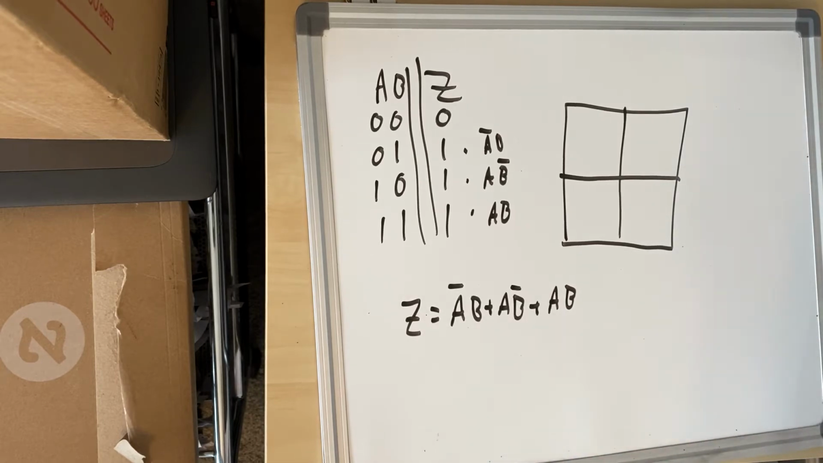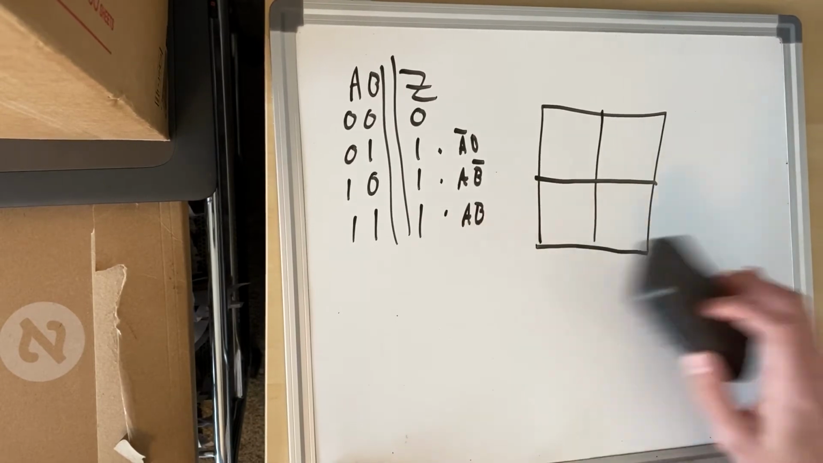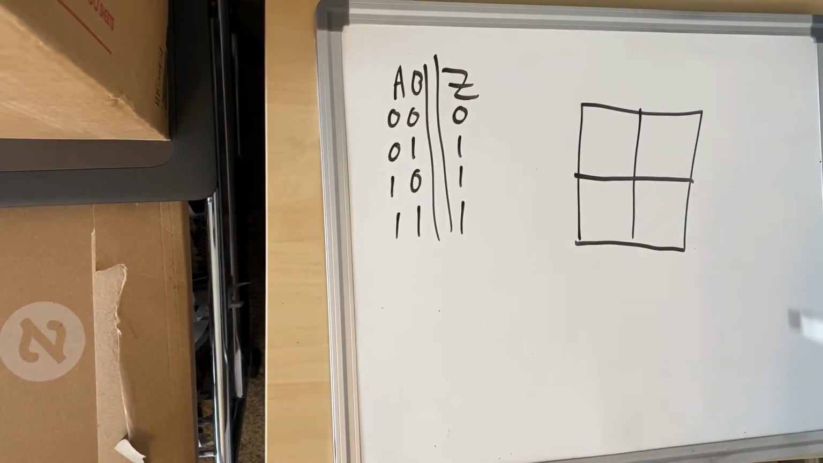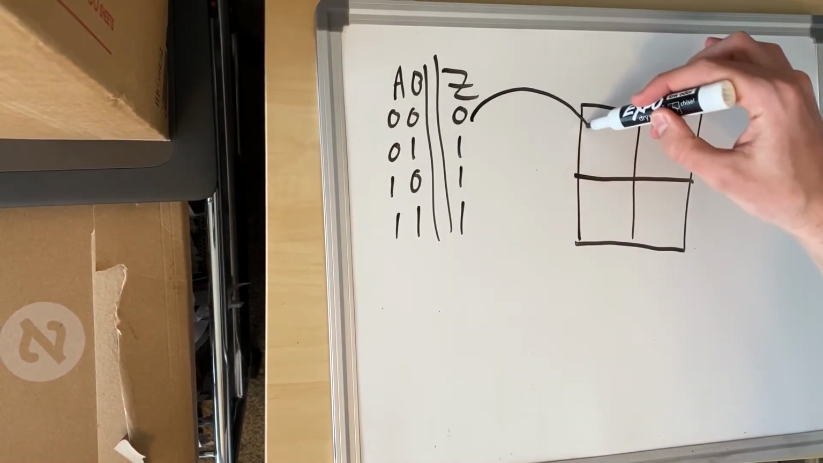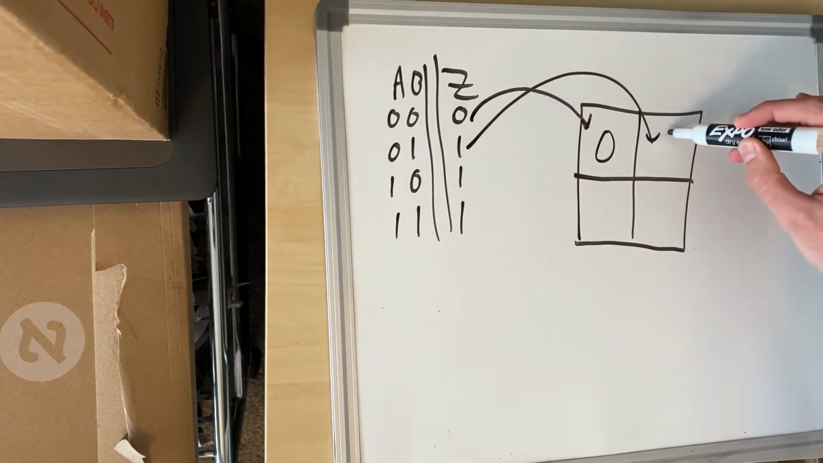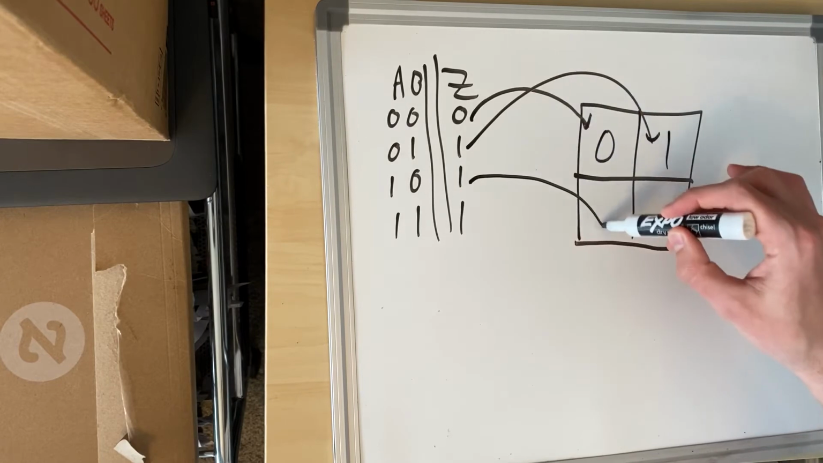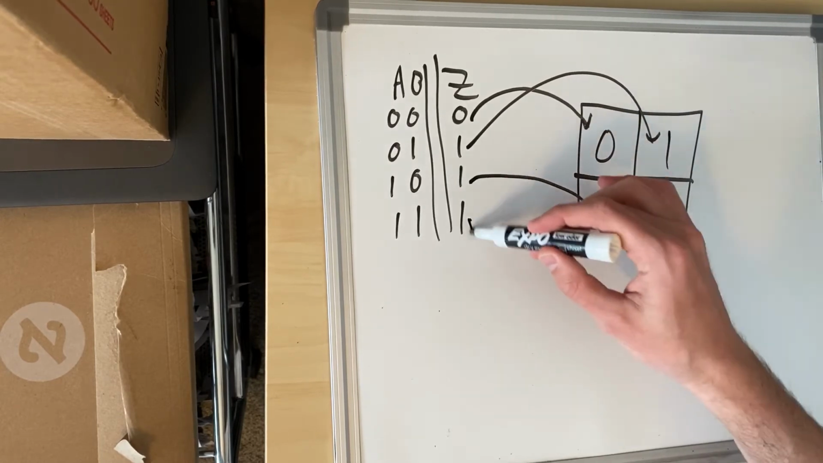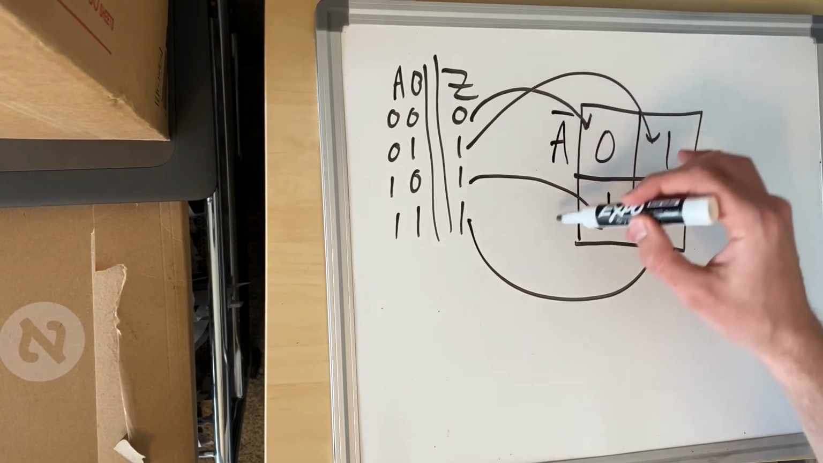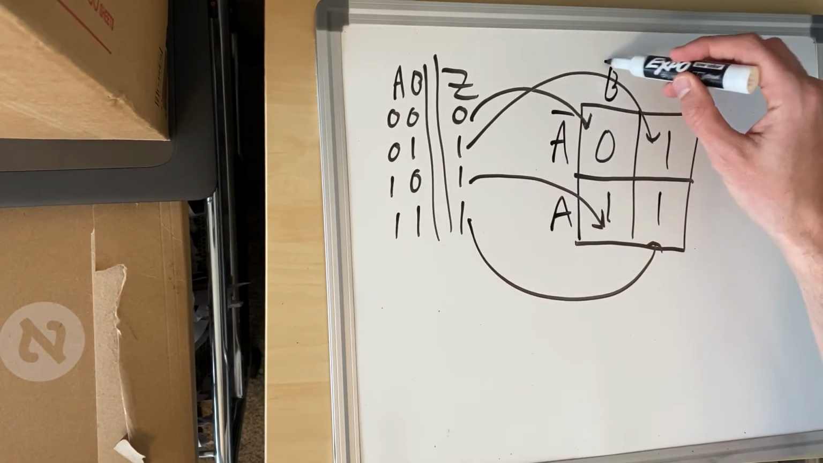But in this case, we're going to transfer these over. So this 0 goes here, 0. This 1 goes here, 1. This 1 goes here, 1. And this one goes here, 1. Again, we have not A, not B, B.